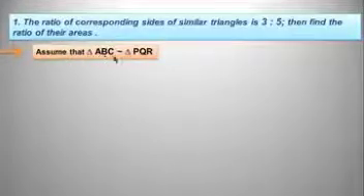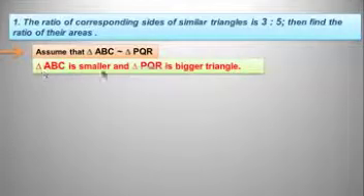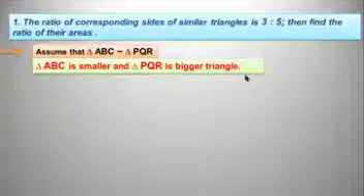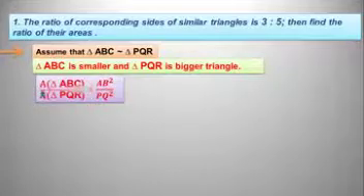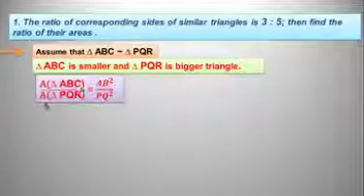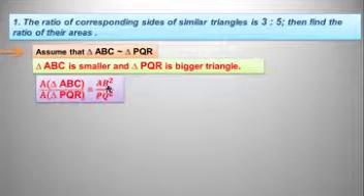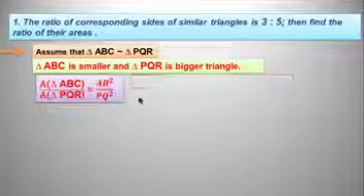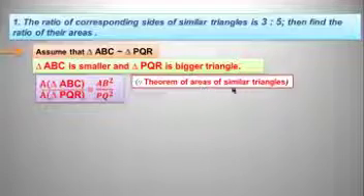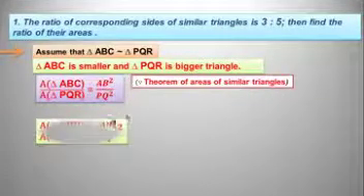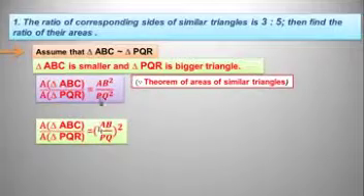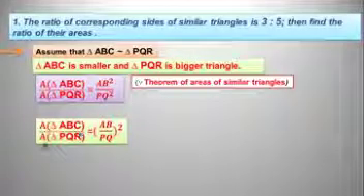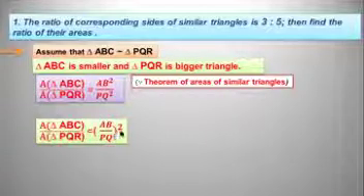Assume that triangle ABC is similar to triangle PQR. Triangle ABC is the smaller and triangle PQR is the bigger triangle. Therefore, area of triangle ABC divided by area of triangle PQR is equal to AB square divided by PQ square. We know the theorem of area of similar triangles. Now putting the values, first we write area of triangle ABC divided by area of triangle PQR is equal to (AB divided by PQ) whole square.